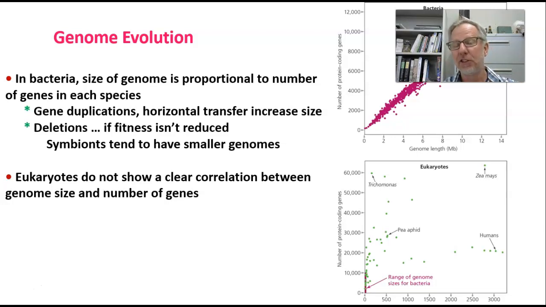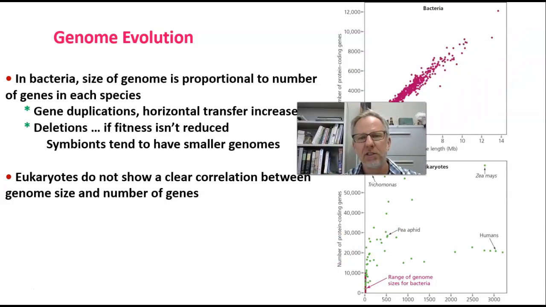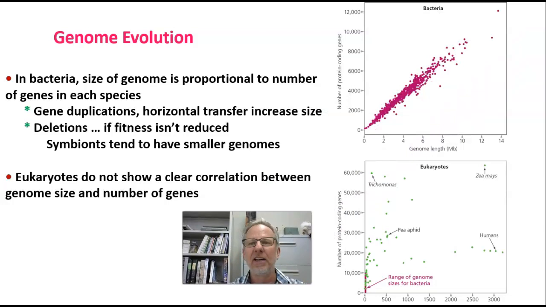So that upper graph is showing you the very clear message that in bacteria, genome size, genome length, is tightly associated with the number of protein coding genes. So there's a clear relationship. But when it comes to eukaryotes, look in the bottom figure, there is not a clear correlation between genome size and the number of genes. And quite frankly, biologists do not know exactly why. There are some hypotheses out there, but we have yet to really nail down why.